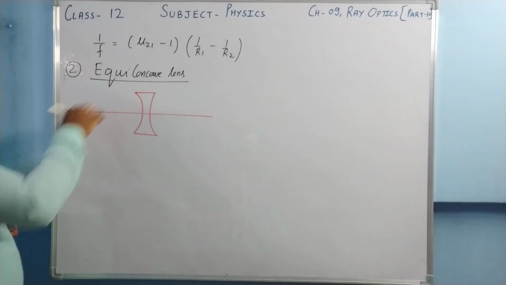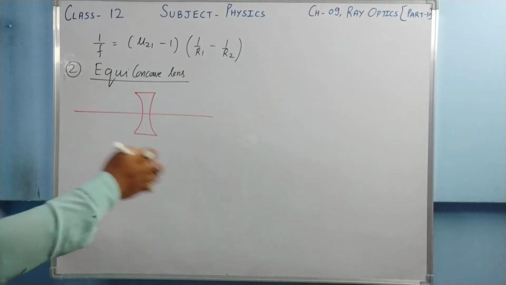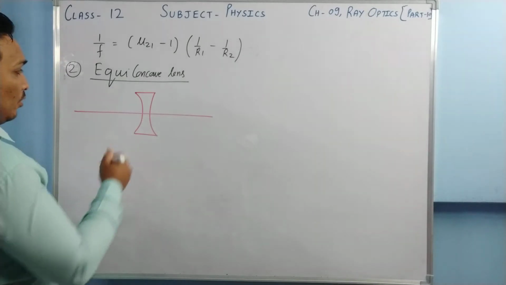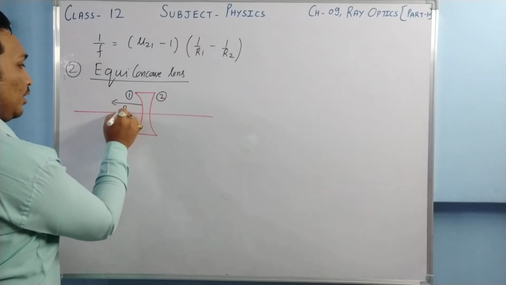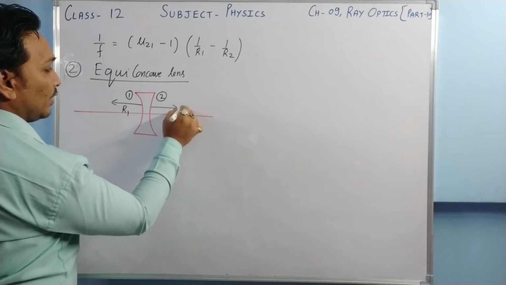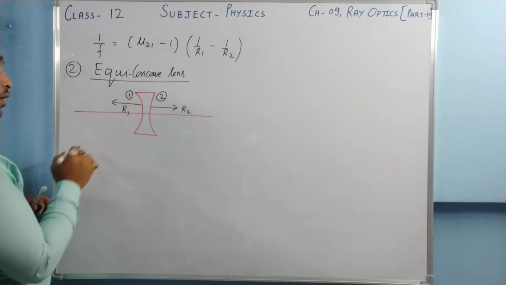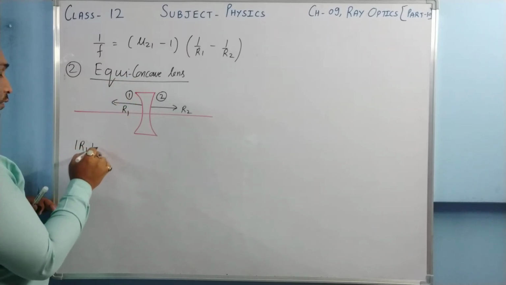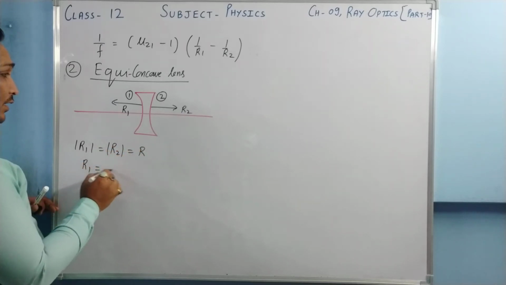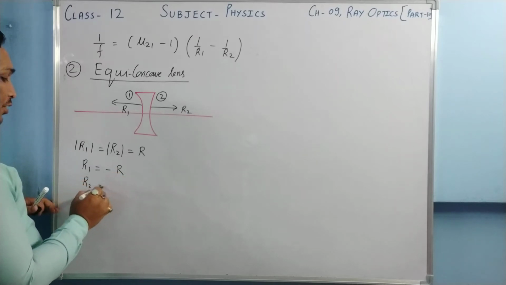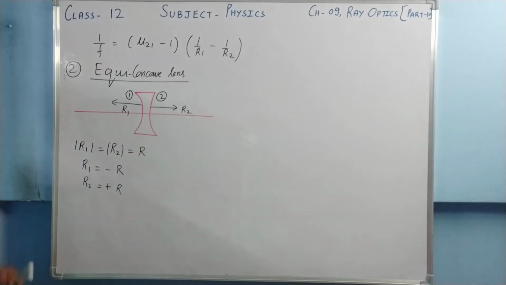Rays of light will strike on the lens from this side, from left to right. This is going to be our first surface, and this is our second surface. For the first surface, the radius of curvature will be on this side. For the second surface, it will be this. Since it is equiconcave, the magnitude of the radius of curvature is equal, but we find R1 as negative R and R2 as positive R. Why is it so? Because of the sign convention.